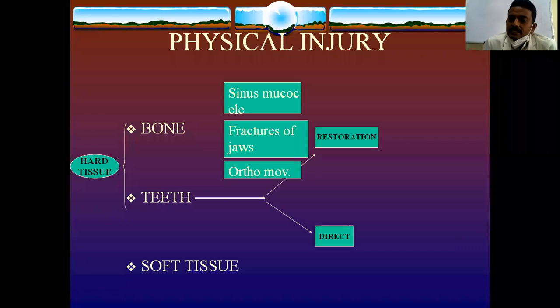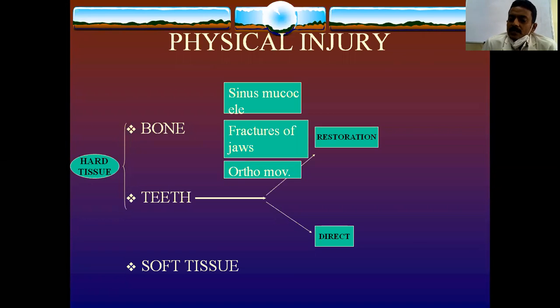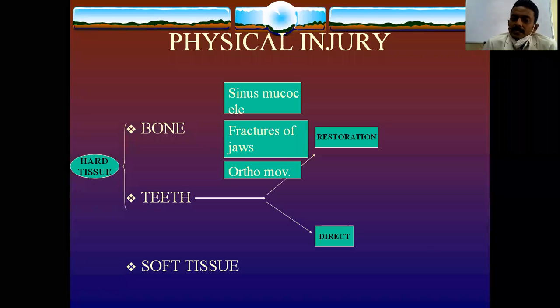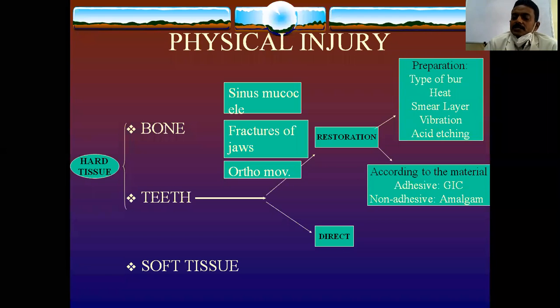Coming to the teeth, there are two types: either due to restorations or direct injury to the tooth. For restoration, if any cavity or decay is there, first we need to remove the discoloration or decay, then prepare a cavity with the help of an aerator. Now I am going to show you what an aerator is.